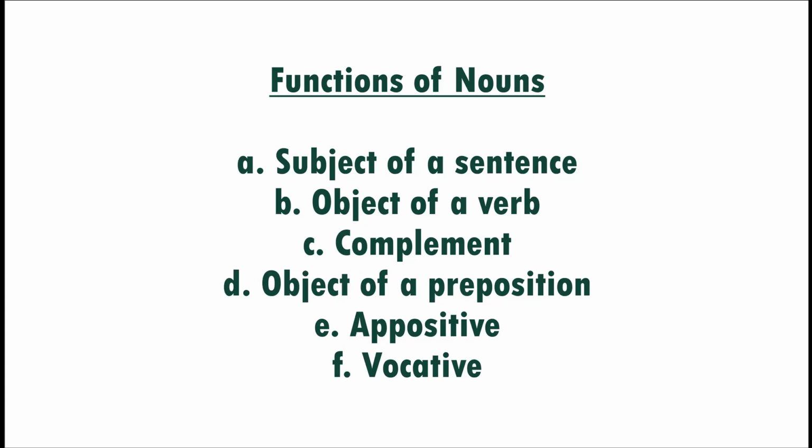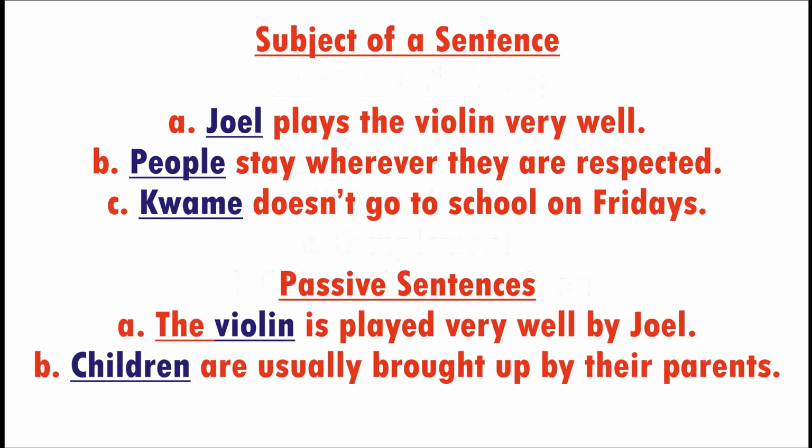So the first one, nouns functioning as the subject of the sentence. Normally, a noun will function as the subject of the sentence if it comes before the main verb in the sentence. In most cases, the subject usually begins the sentence. So if you are looking for the noun that functions as the subject of the sentence, start from the beginning of the sentence. Now, the subject of the sentence is the noun whom the sentence is all about. So the sentence is usually all about the subject of the sentence.